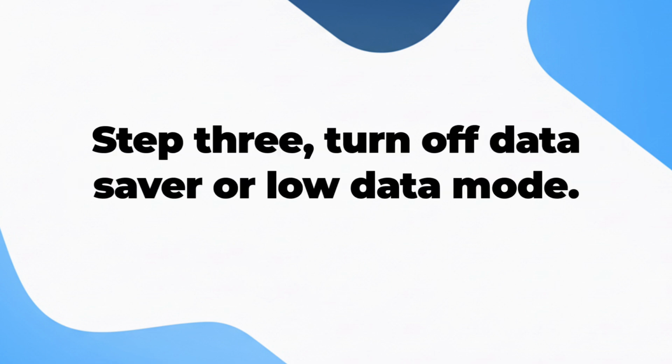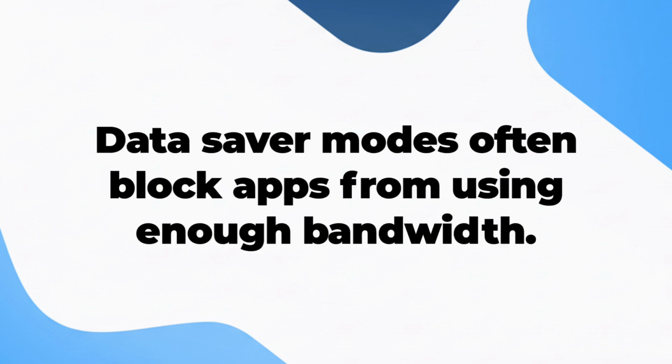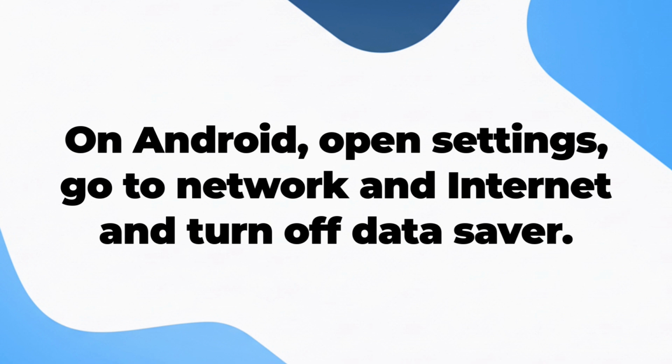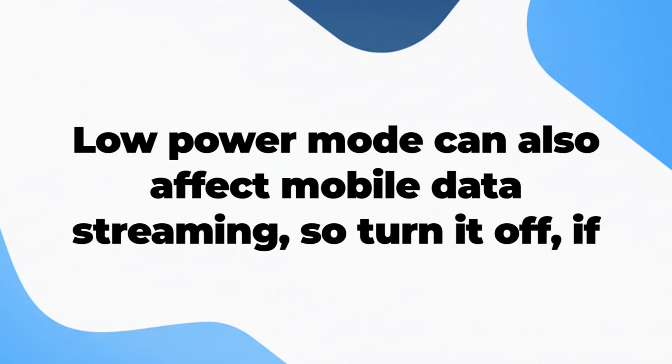Step 3. Turn off Data Saver or Low Data Mode. Data saver modes often block apps from using enough bandwidth. On iPhone, open Settings, go to Cellular, and disable Low Data Mode. On Android, open Settings, go to Network and Internet, and turn off Data Saver. Low power mode can also affect mobile data streaming, so turn it off if enabled.